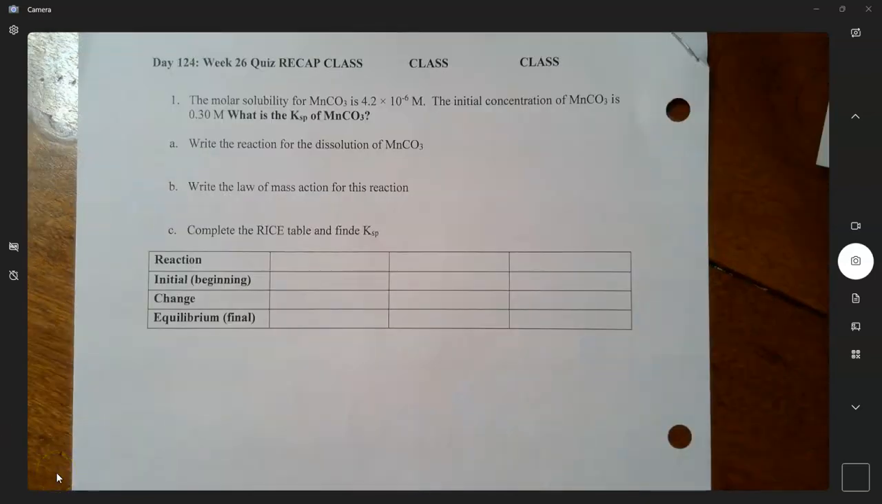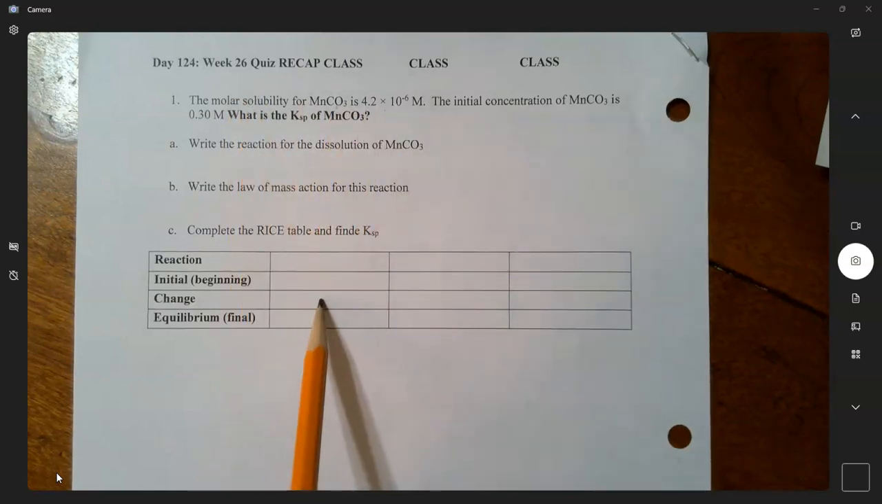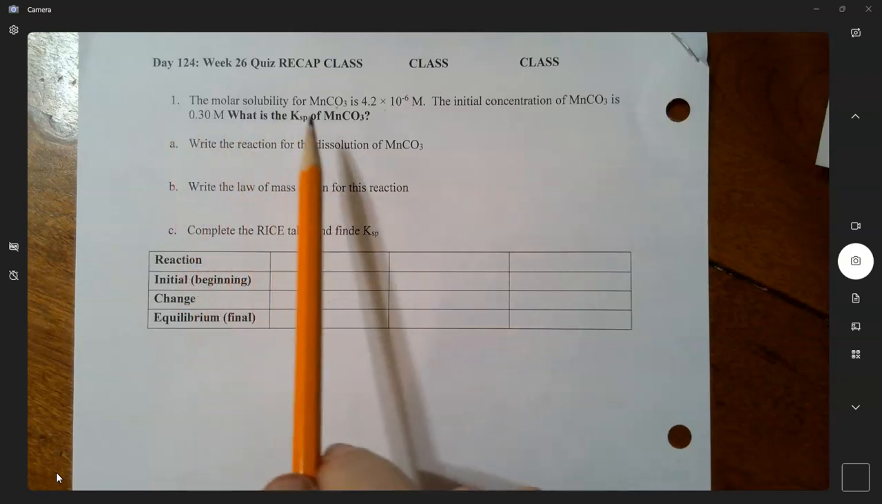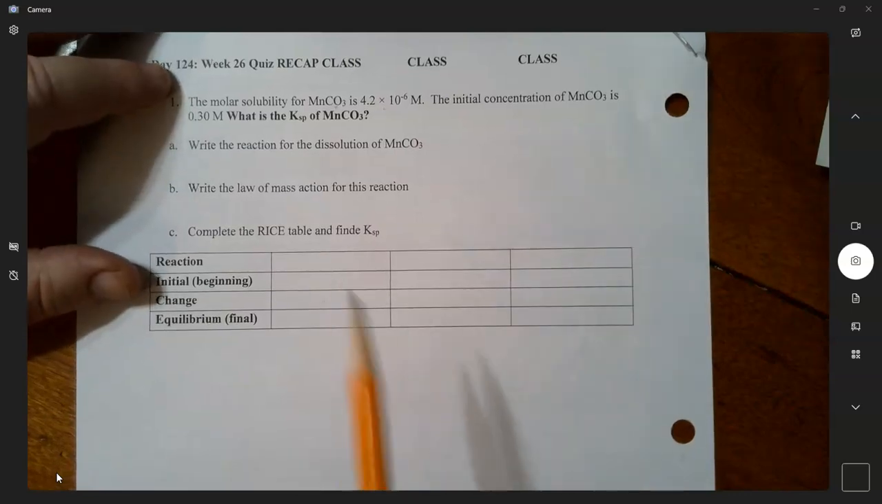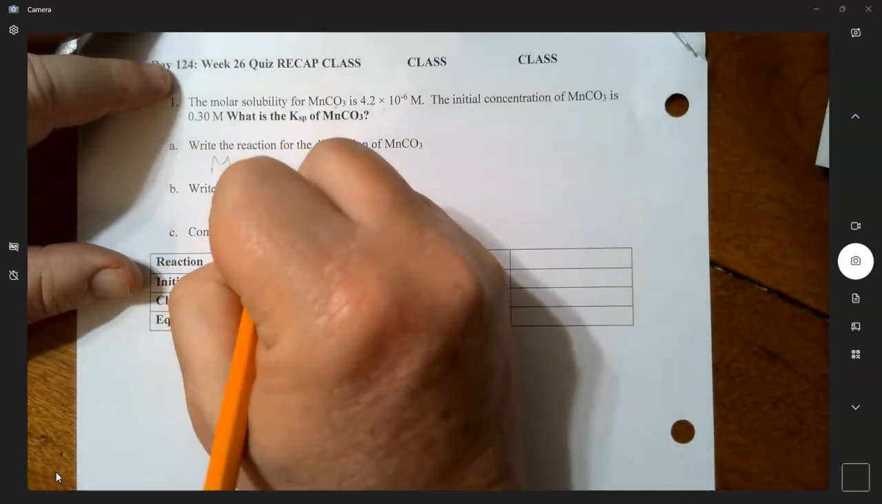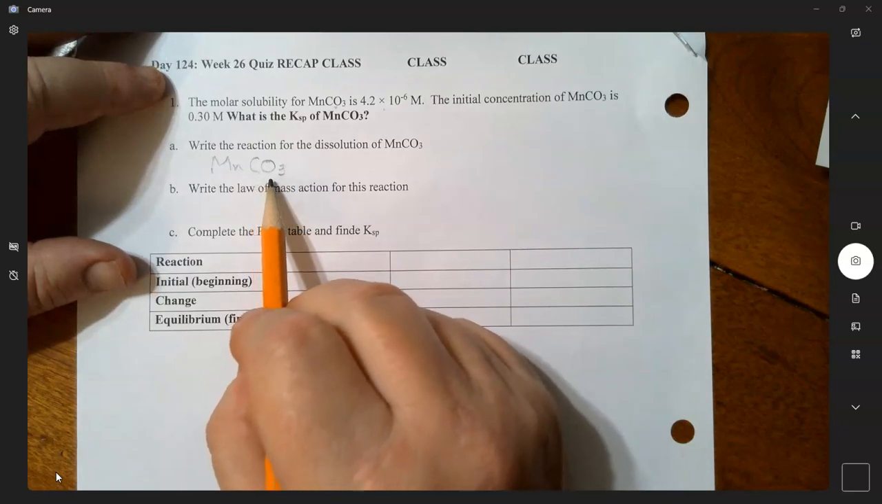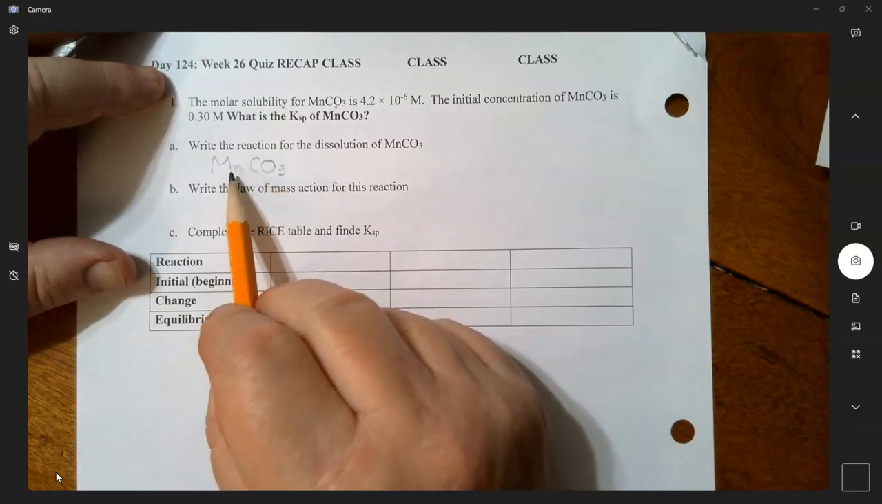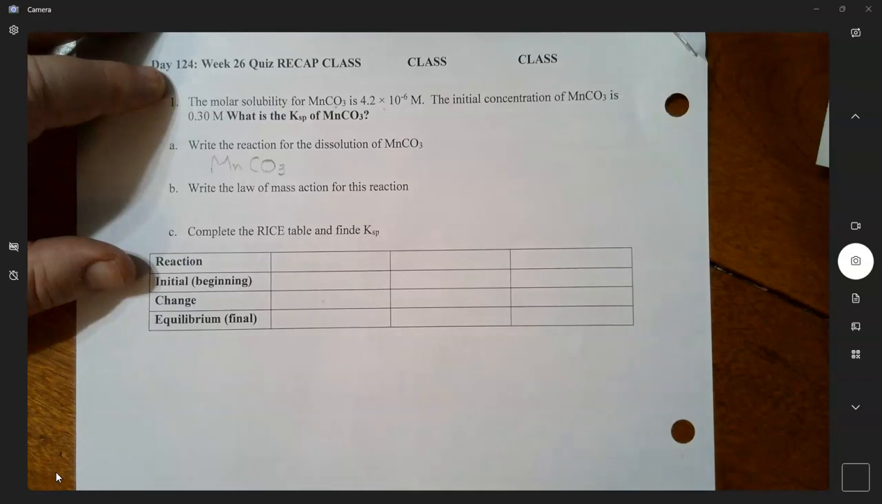Okay, we got another solubility product, except they're going in the other direction. This time they're giving you the molar solubility, that number right there, and they're asking you to find the KSP. All right, so write the reaction. Okay, so it's MnCO3, and one of the things you should have memorized is carbonate is a 2-. That means manganese is a 2+. So that's 2-, 2+. So that's part of knowing your charge numbers.